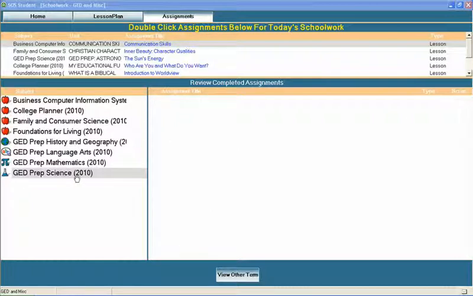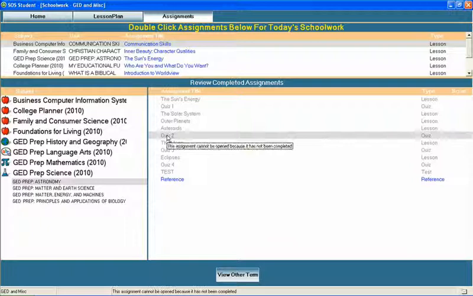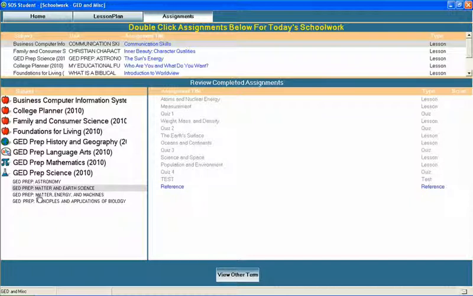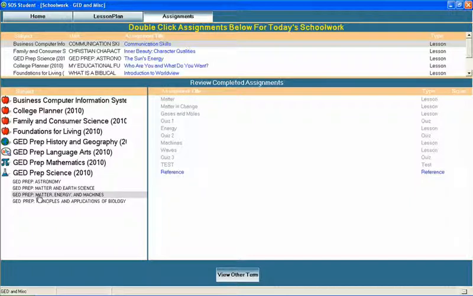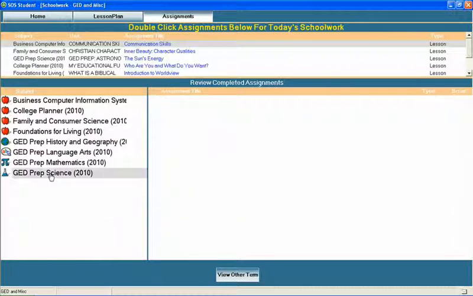In this 4-unit GED Prep course, your students will be able to brush up the necessary material for successfully completing the science portion of the GED exam. Some of the topics covered within the course include the solar system, eclipses, atoms and nuclear energy, the Earth's surface, energy, machines, study of life, applications of biology, and much more. Now let's take a look at a lesson from GED Science Prep to see how concepts like these are covered.